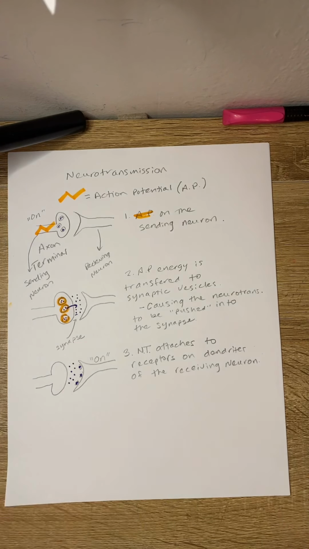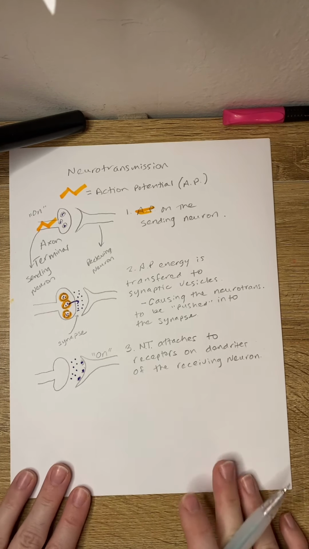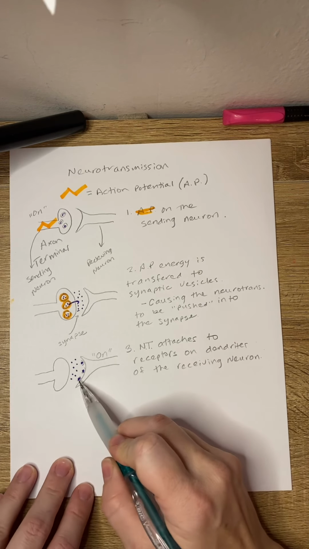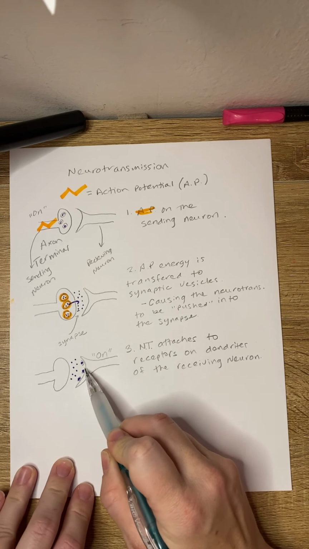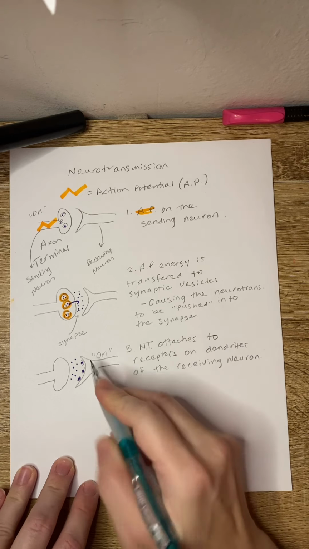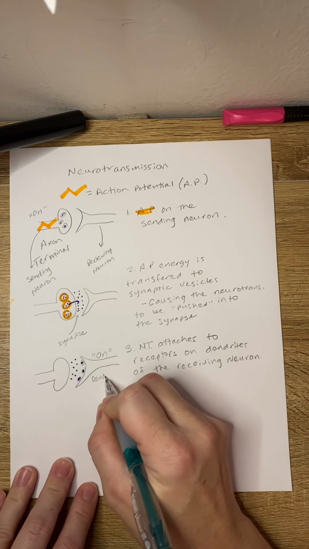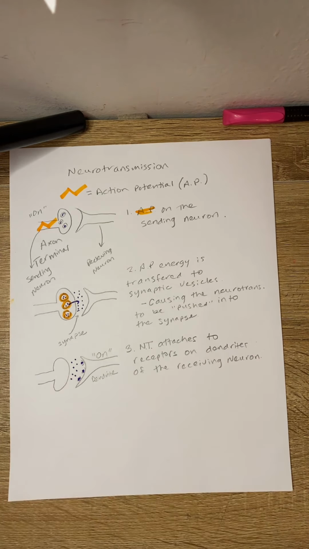Okay, so we're back. We are actually almost done. This is part 2. So we have the neurotransmitter attaching to their specialized receptors on the receiving neuron. So this right here is going to be the dendrite. So let's focus in on an actual picture of that.